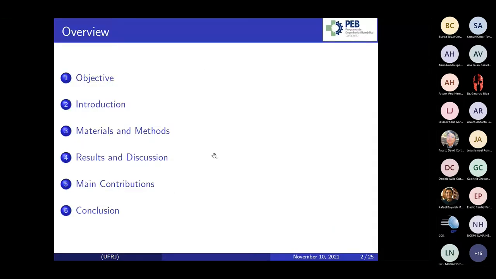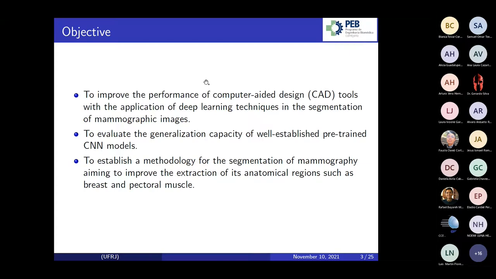This is the overview of this presentation. I start by talking about the objective of this study, which is to improve the performance of computer-aided diagnosis (CAD) tools with the application of deep learning techniques in the context of mammographic image segmentation. To do that, we evaluate the generalization capacity of CNN models. In this process, we establish a methodology for the segmentation of the mammography to improve the extraction of its anatomical regions, such as breast and pectoral muscle.